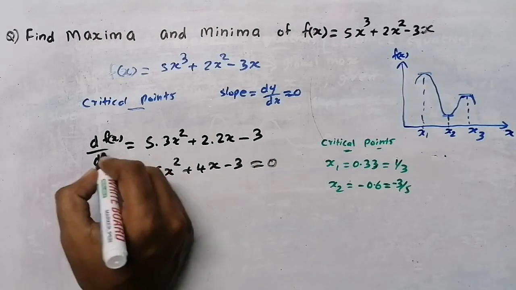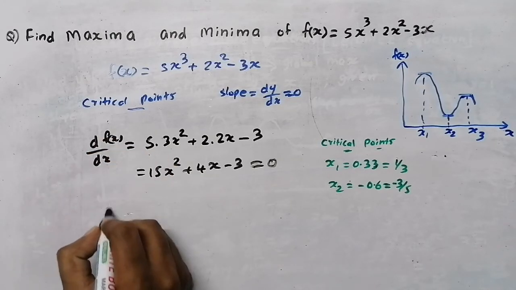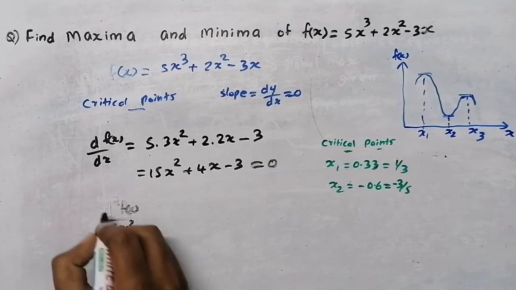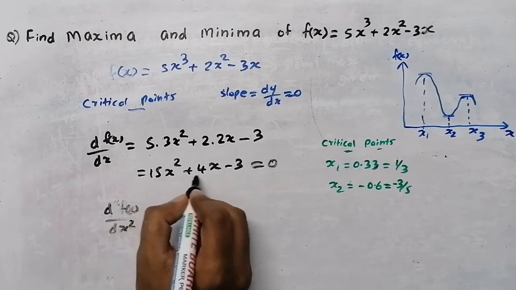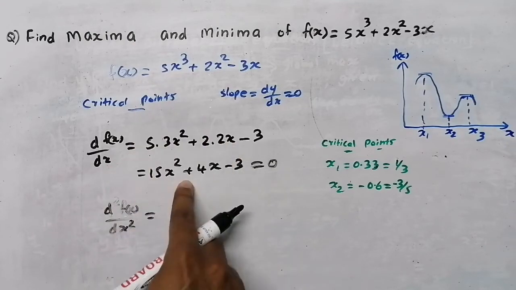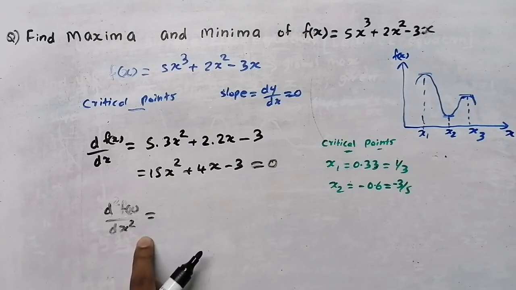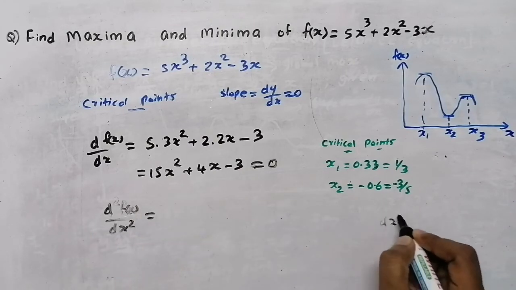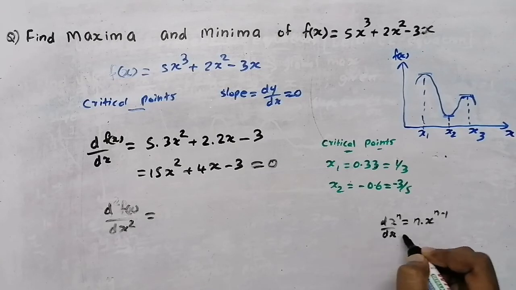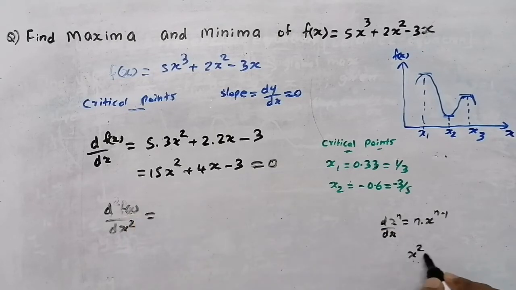I need to differentiate this function again, so it will become d square f of x divided by dx square. This was my function, I differentiated it, and now I am going to differentiate it again. The differentiation of x raised to n is n multiplied by x raised to n minus 1. Here it is x square, so the differentiation will be 2 x raised to 2 minus 1, so we will get 2x.